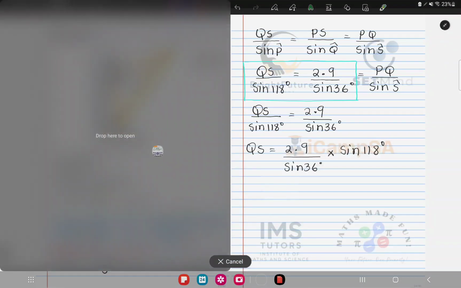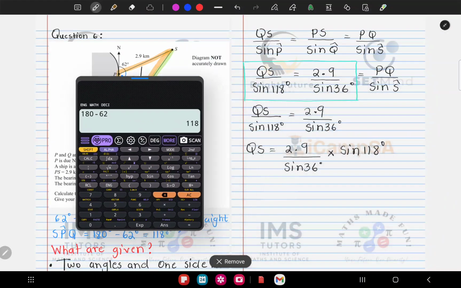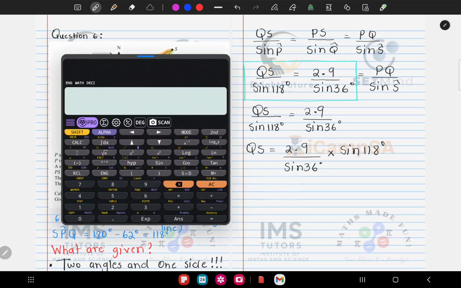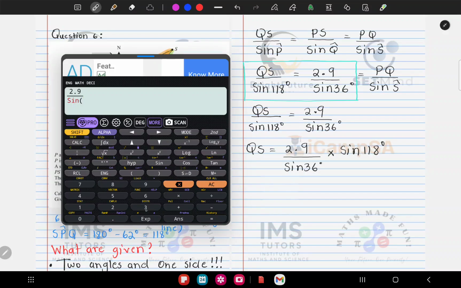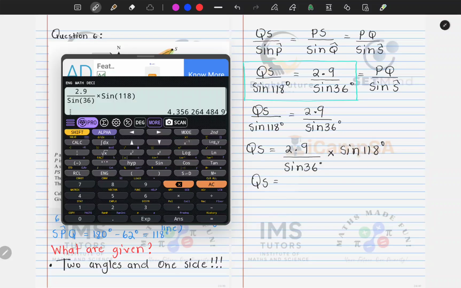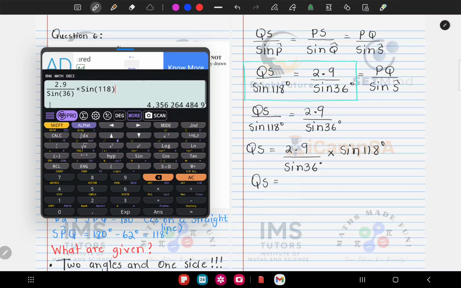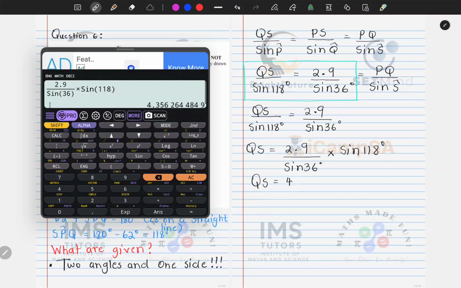So let's get our calculator up on our screen. Okay, so if you observe carefully, let's punch in those. So what you have is 2.9 divided by sine of 36 and then multiplied by sine of 118. So what we end up getting is our QS is, let's see, they said how many decimal places here. Well, they said 3 significant figures, so I'm just going to use 3 decimal places. But that is 4 significant figures actually. But let's do that. So 4.356, and remember, this is in kilometers.